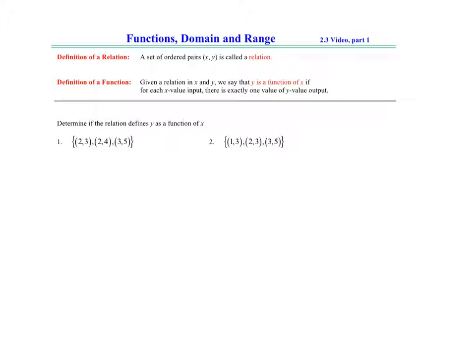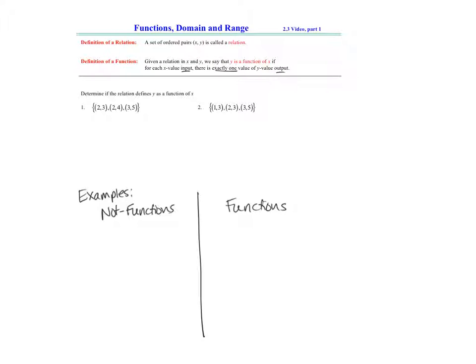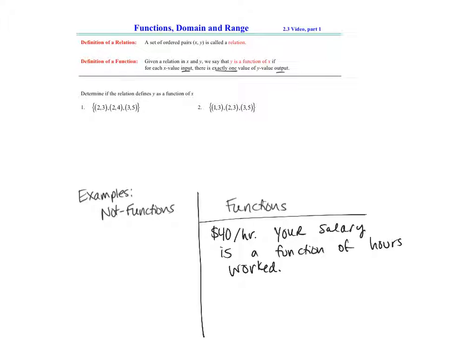All right, let's look at the idea of a function. A function is defined as: for every input, there is exactly one output. Okay, some examples. Let's say you're making $40 an hour. The salary that you bring home is a function of the hours worked, because if you work for 8 hours, you're going to get a really specific amount that you bring home.